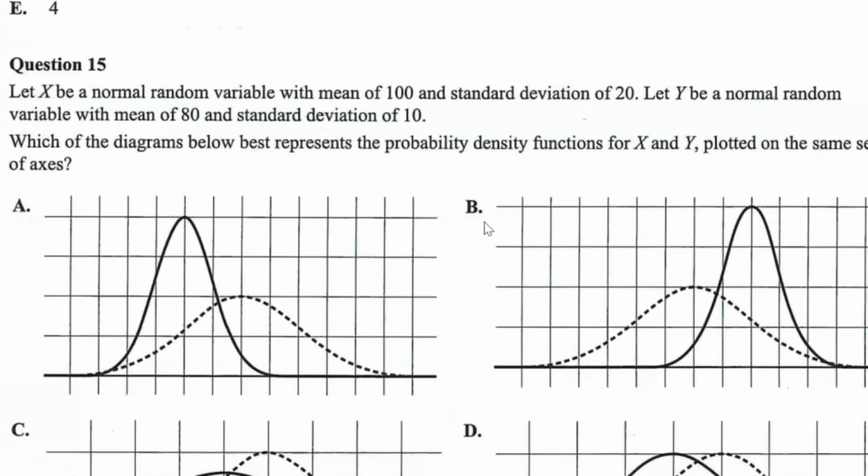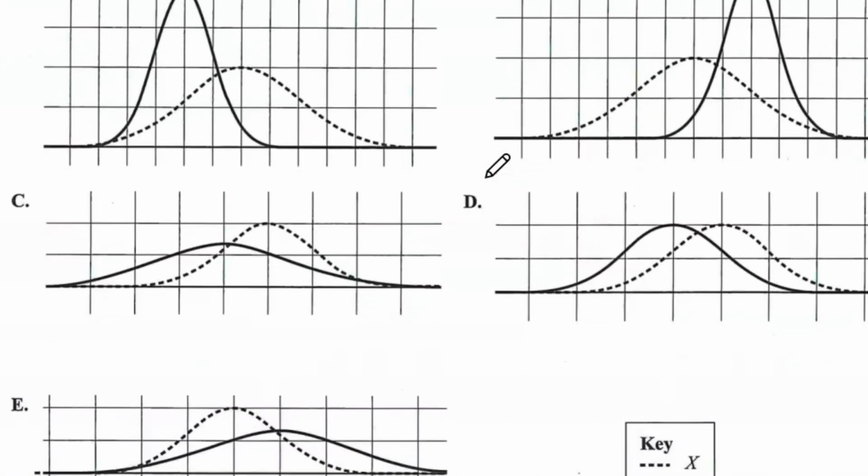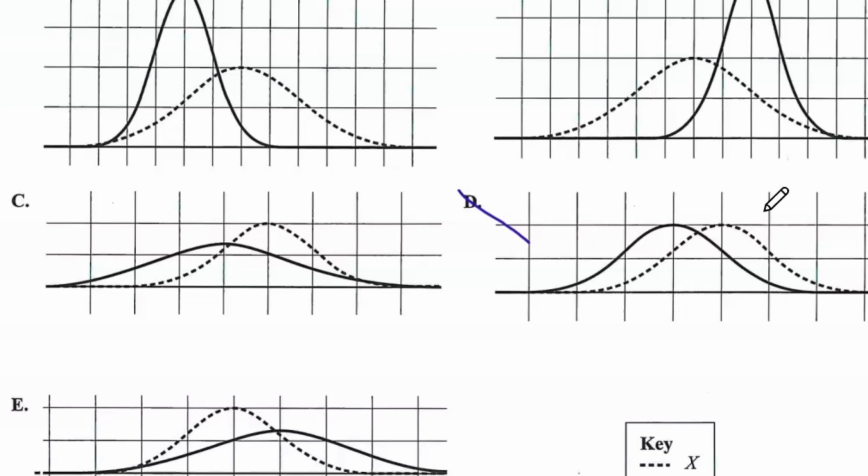Alright, so question 15. Let x be a normal random variable with a mean of 100 and a standard deviation of 20. Let y be a normal random variable with a mean of 80 and a standard deviation of 10. Which of the diagrams below represents the probability density function for x and y plotted on the same axis? Well, we can actually plot this, or we can also use the process of elimination.